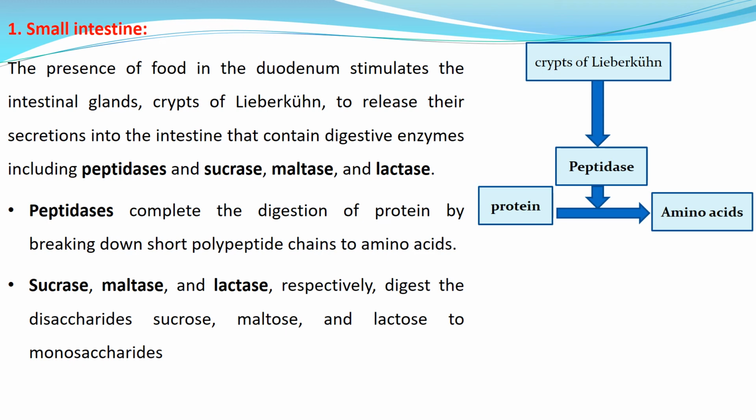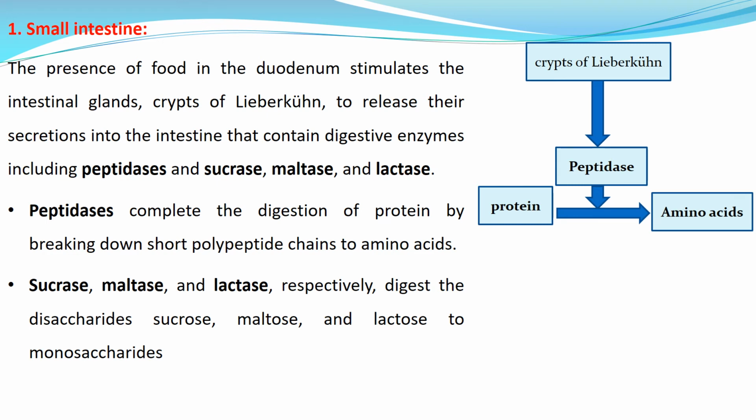So within the small intestine, the presence of food in the duodenum stimulates what? Stimulates the intestinal glands, which are mainly called crypts, to secrete what? To secrete some types of enzymes into the intestine. These are continuous digestive enzymes, including what? Peptidase, sucrase, maltase, and lactase, and other enzymes.